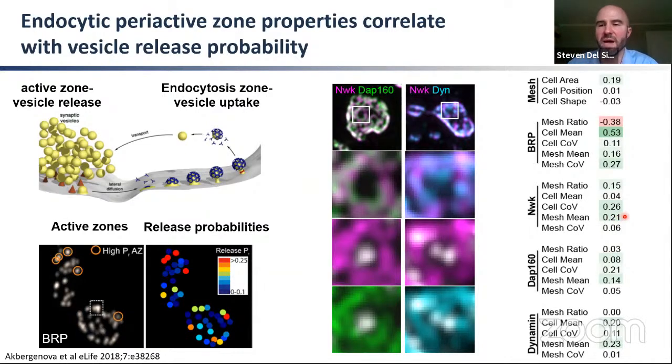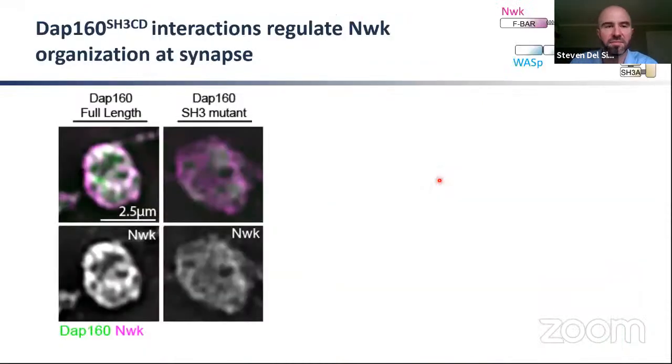And then when we look at the endocytic proteins, we see some interesting differences. So if we just focus on the mesh ratio, the same measurement that I just presented a second ago, we can see that only nervous rec has a positive correlation with mesh ratio, but not DAP160 or dynamin, but all of them have some positive correlation between the overall abundance and the active zone intensity. So suggesting that the amount of endocytic material is adapting to or scaling with the brightness of the active zone, so its propensity to release vesicles.